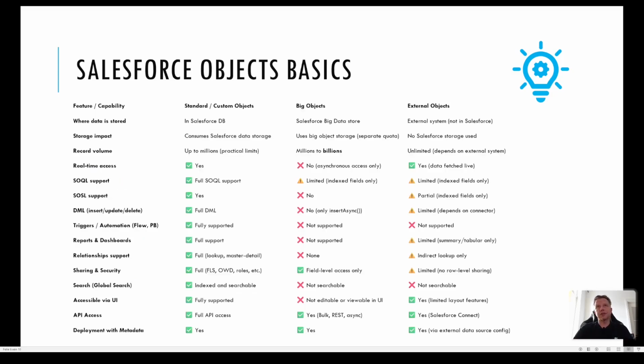Here is just an overview, and I hope you can read it, about the basic information and differences between standard custom objects, big objects, and external objects. I will not go through every line now, but for example, real-time access. Standard objects, yes, of course, you have real-time access to it. Big objects, no, just asynchronous access. And external objects, yes, you have access to real-time data.